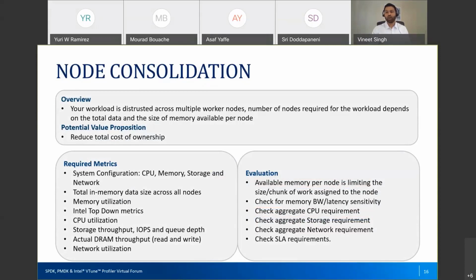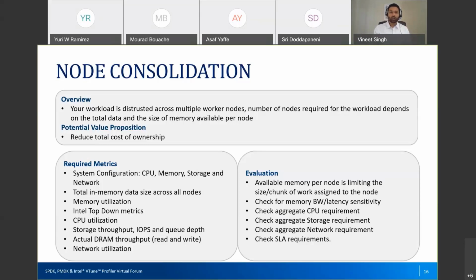So for example, you have a bunch of 384 GB nodes, and you require 10 nodes because your application requires that much memory. The idea here is that if memory capacity is the only bottleneck for the amount of work that you assign to a single node, then you can increase the capacity and assign more work to a single node, and that will in turn reduce your total number of nodes required for the workload.